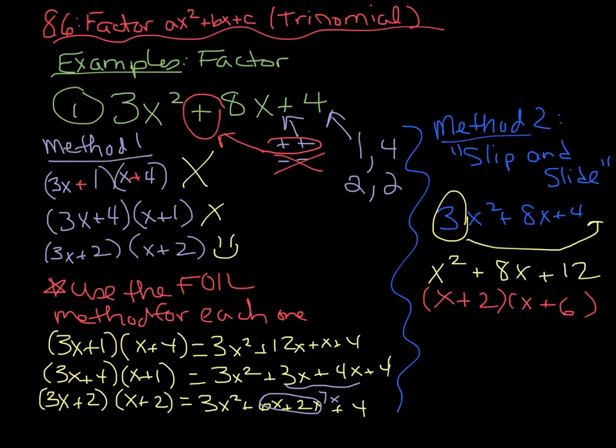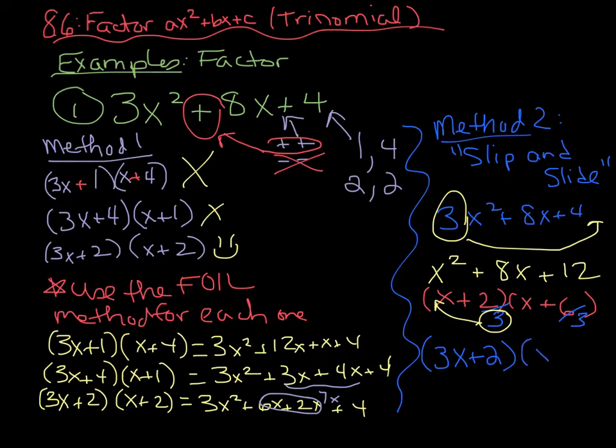We have to take into account that we multiplied a number by 3. We do that by dividing our final number in these parentheses by 3. So I'm going to rewrite this as x plus 2/3 and x plus 6/3. So the x plus 2/3, there's an easier way to write that factor, and that would be to rewrite it as 3x plus 2. You would only just take that 3, move it in front of the x.